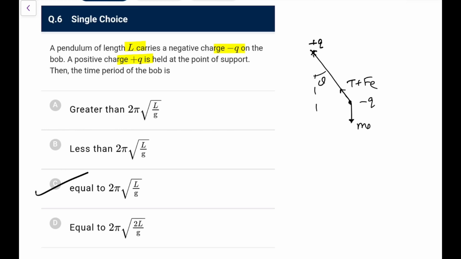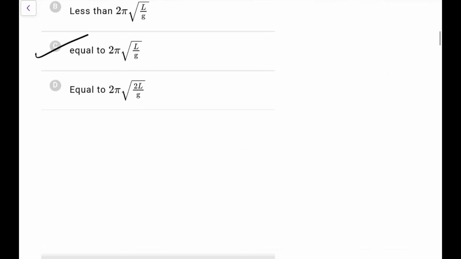So the torque producing force about the point of suspension is still mg. The restoring torque that is being generated by mg will still be the same. Mg is producing the torque, so the time period still remains as 2 pi root L by g. That will have no effect on this time period.